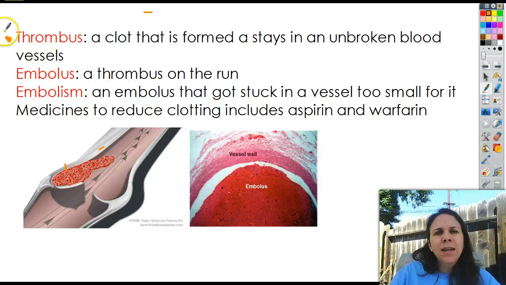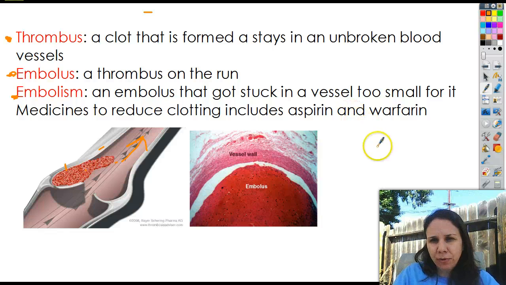That's bad. Now, the thrombus can cause lots of problems with circulation, but it's when this thrombus gets big enough that eventually it dislodges and takes off. Now we got a big problem. That's called an embolus. So when it's stuck, it's a thrombus. When it's on the move, it's an embolus. So an embolus is a thrombus on the run. Okay? Embolism is what happens when that embolus gets stuck in a vessel too small for it.